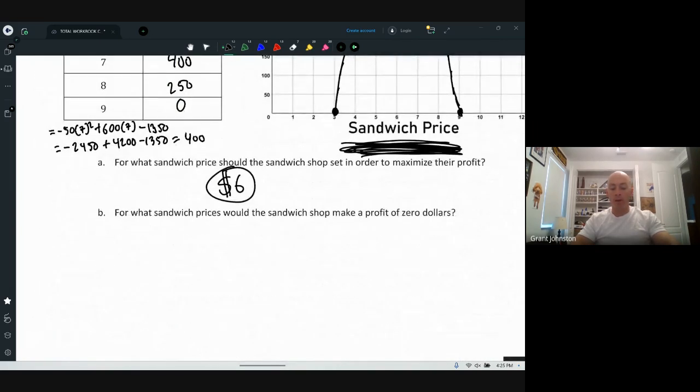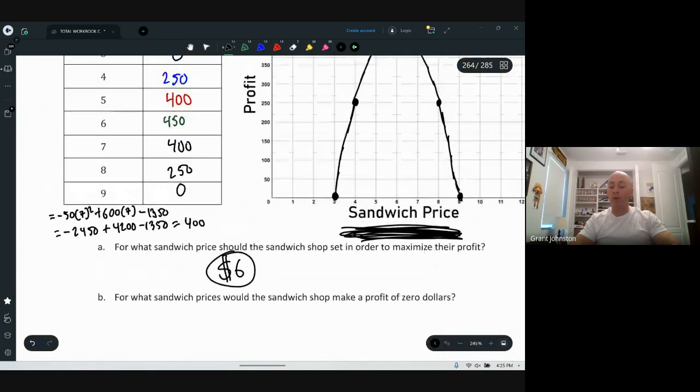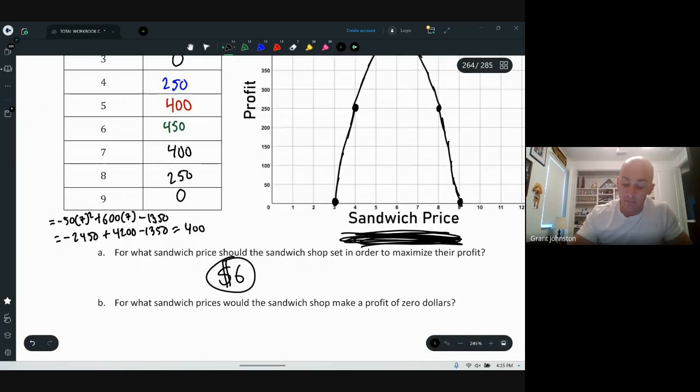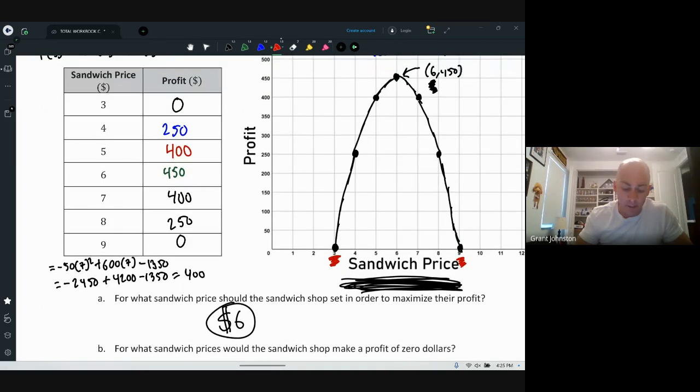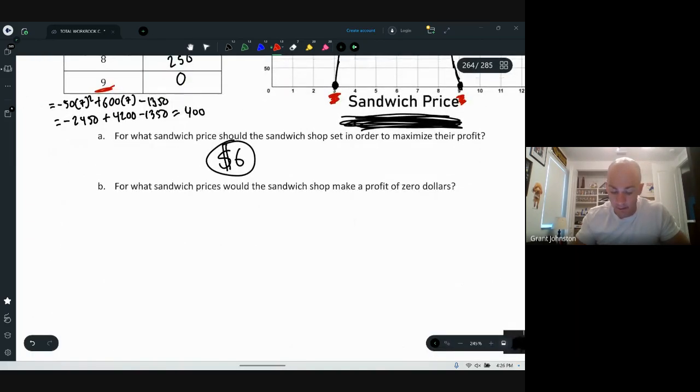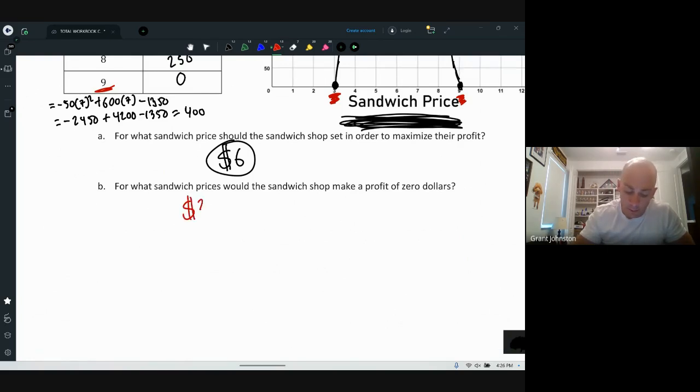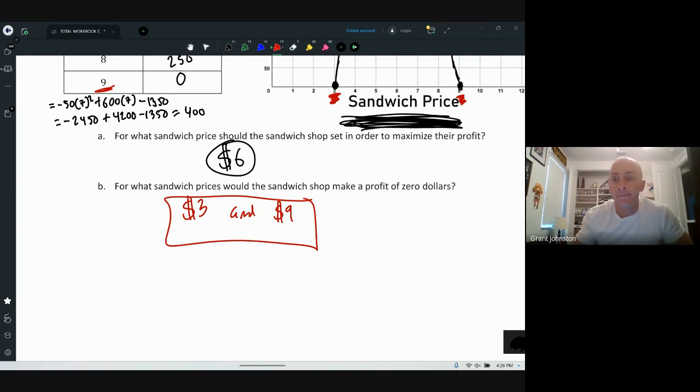Okay. For what sandwich prices would the sandwich shop make a profit of $0? You can see it in a couple places, at $3 and at $9. And you can even see it in the table at $3 and $9. So I'm going to say $3 and $9. Okay, I'm going to let you do the rest. Hopefully that helps.